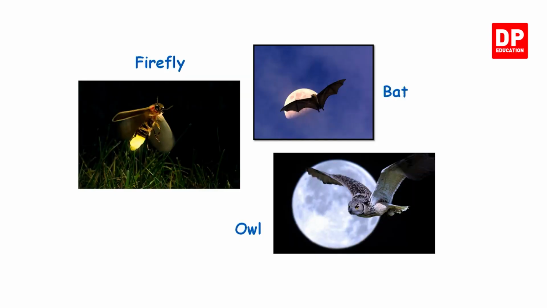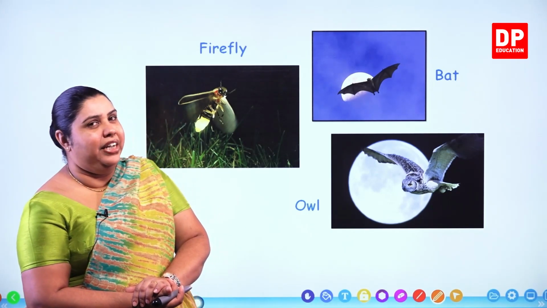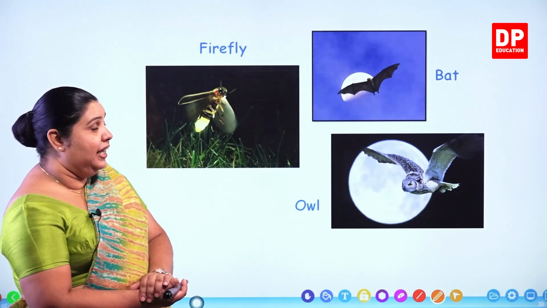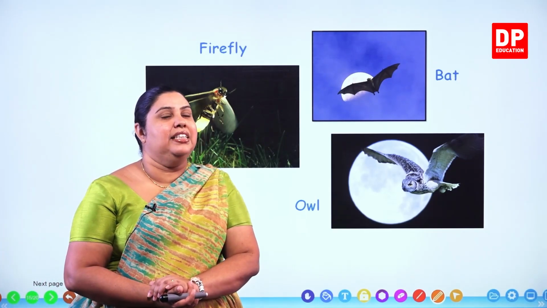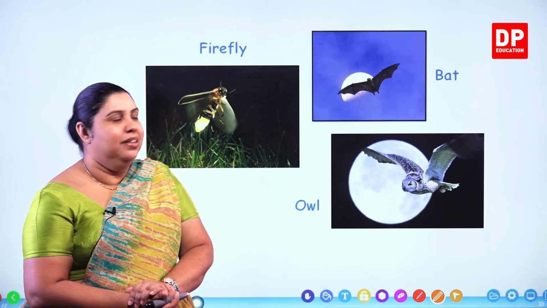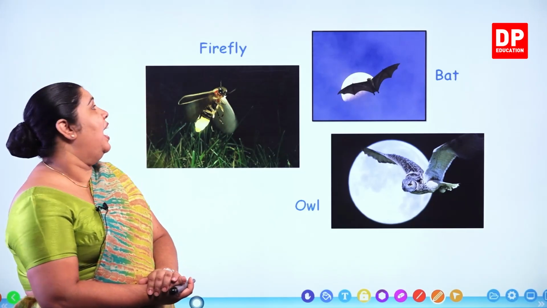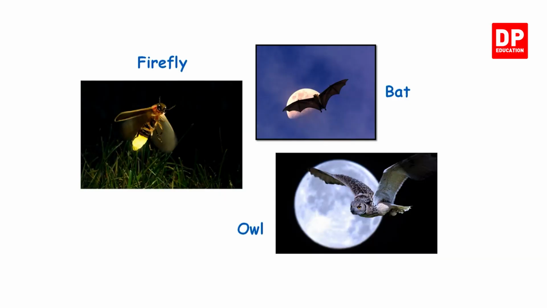Oh, what are these? Now we are talking about the night sky, and there are some animals and little creatures that we see during the night. We see them flying in the sky. Who are they? Look at the first one. Firefly. Who is a firefly?